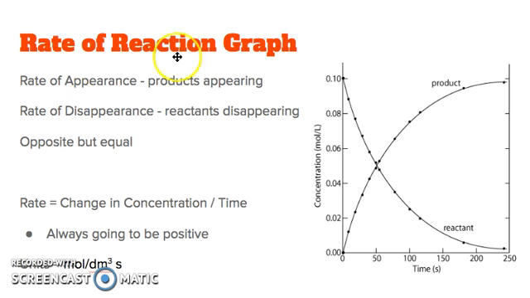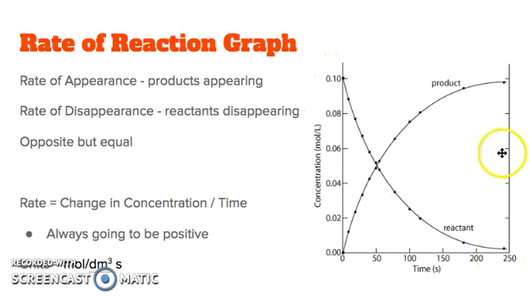The rate of reaction can be measured in 2 different ways. The first of them is the rate of appearance, which is how fast the products will appear. So in this case, it's the line that says product right over here. And you can see that it starts from 0, obviously, because the reaction starts entirely with the reactants. And it'll go up and increase because the products are being formed in a reaction. And then there's also the rate of disappearance, which is how fast the reactants are disappearing.